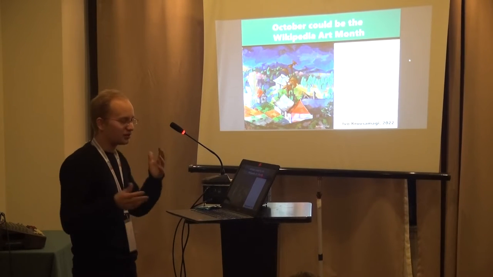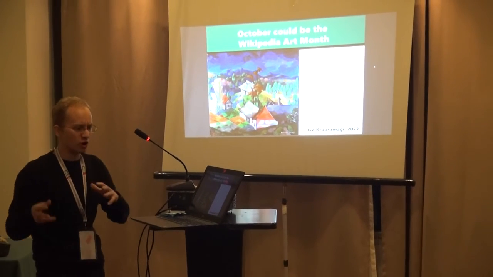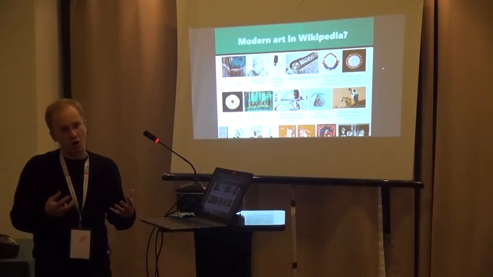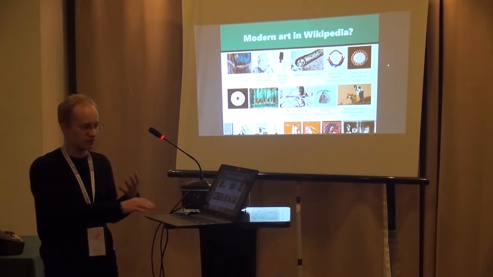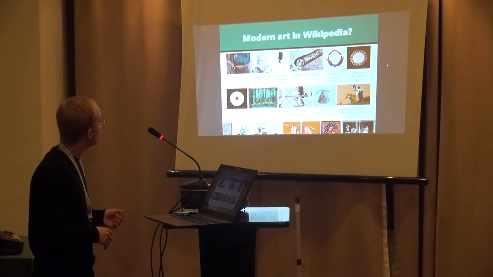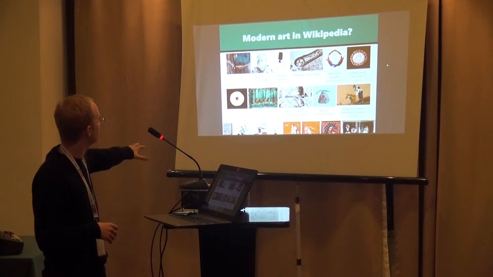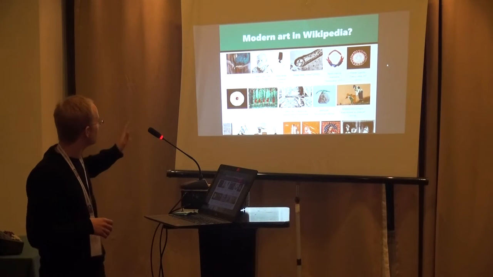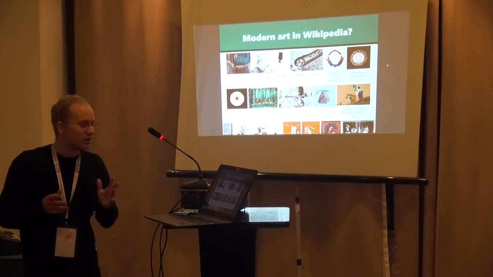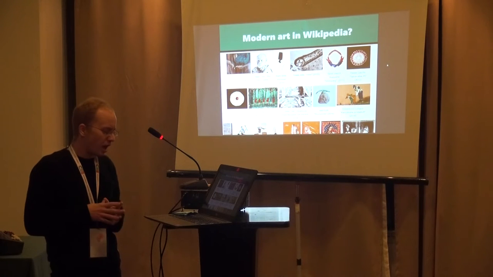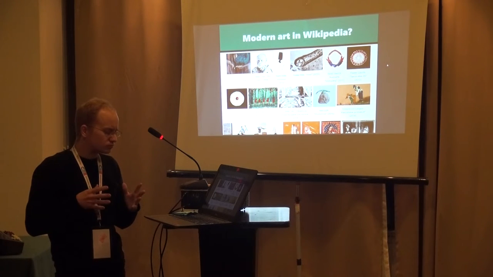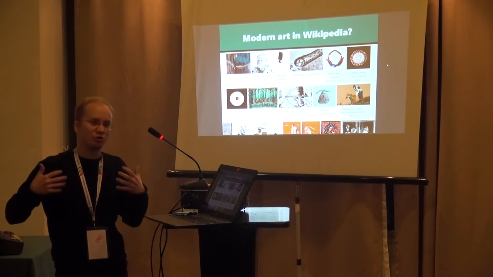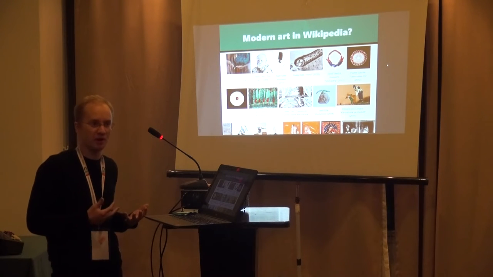So again, this Art Month has kind of two goals. And one of them is really to bring the modern art to Wikipedia. This is something that we can actually do. These are some of the examples. You can actually even see the year numbers there. So, pretty recent. Different newer artists. And yeah, there's a lot of possibilities for this, but we know how to reach out to artists to show that actually that can be done.